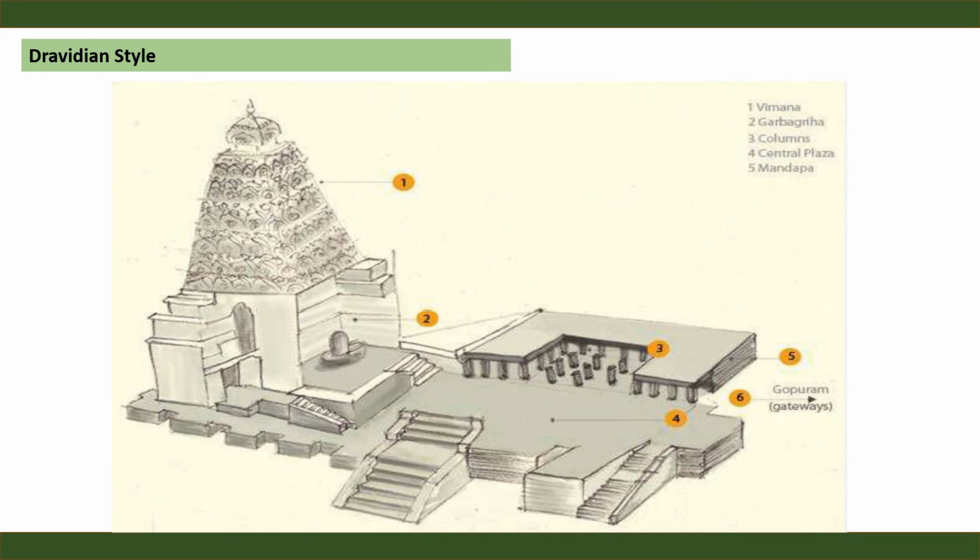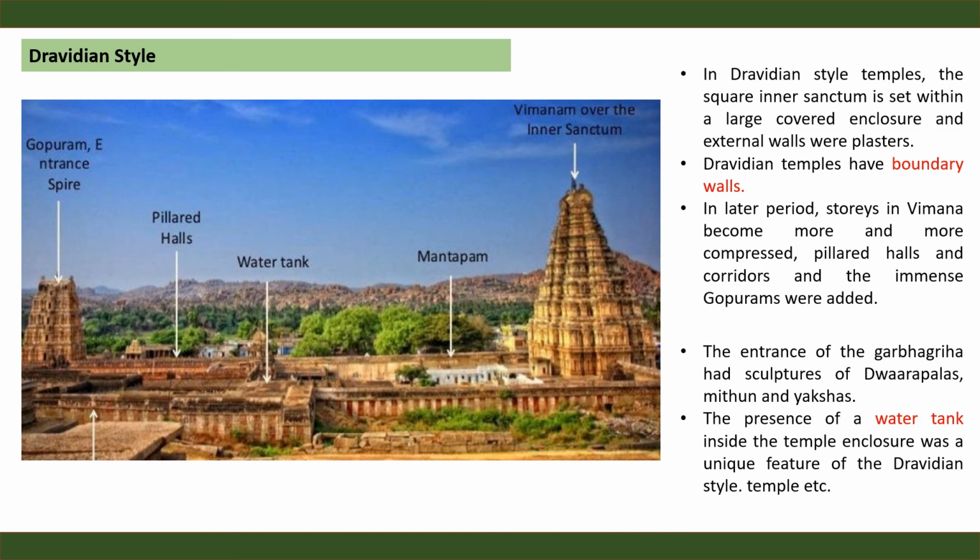So these are the main elements of Dravidian style of architecture, that is Mandapa, Garbhagriha and the whole Vimana. And here in Dravidian style of temples, the square inner sanctum is set within a large covered enclosure and external walls were plastered. Dravidian temples have boundary walls, and in later periods stories and vimanas become more and more compressed and pillared halls and corridors and the immense gopurams were added.